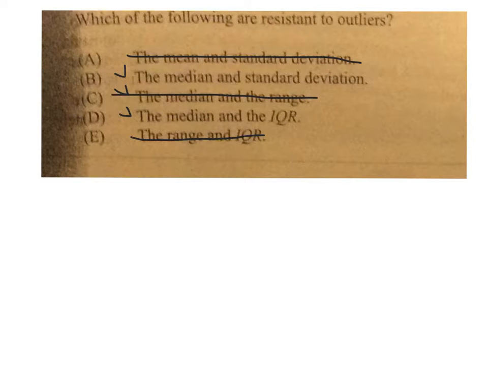And now the IQR, now think of it this way. The lower quartile, well, quartile 1 and quartile 3. Quartile 1 is really the median of the lower half of the numbers, and quartile 3 is the median of the upper half of the numbers. So that's not going to change. So it's still kind of like a median, the IQR. So that won't change, and that means that D is our answer. And by the way, standard deviation will be affected by an outlier like that. So there's that answer.